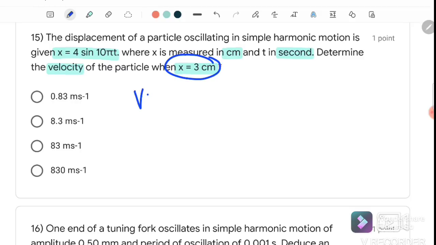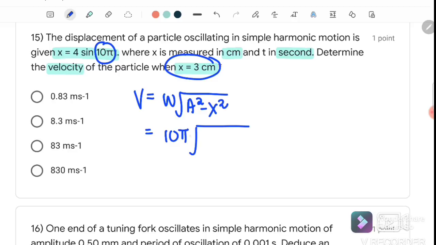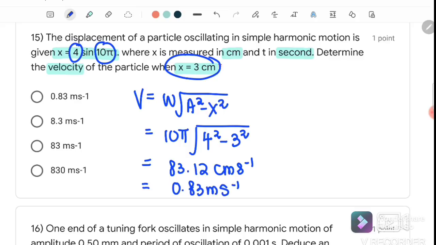So we want to find the velocity, we must use the equation v equals omega times the square root of a squared minus x squared, where omega here is 10 pi and the amplitude is 4, still in cm. So I substitute 4 cm minus 3 cm. The answer that we will get is 83.12 cm per second. We need to convert it into meters, so it becomes 0.83 meter per second. So the answer here is A.